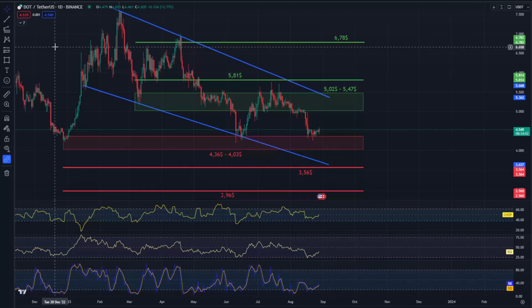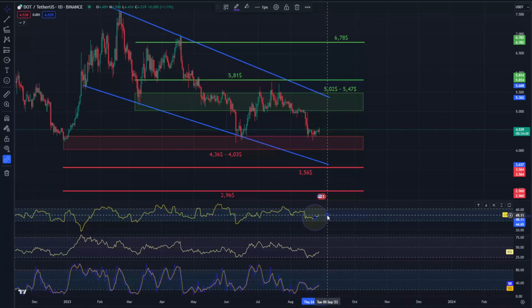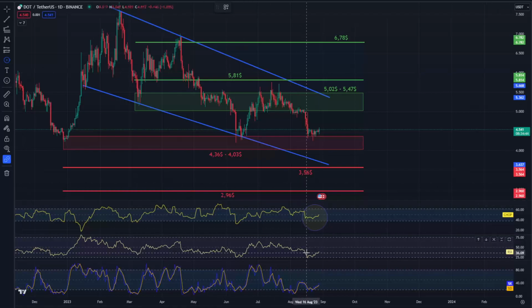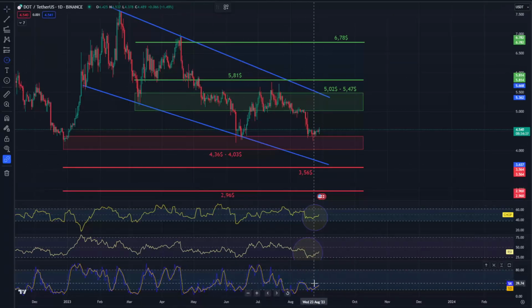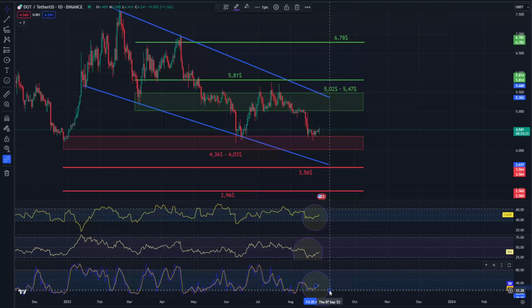Please look at the CHOP index, which indicates that we are collecting more and more energy for the upcoming move. The RSI indicator shows an increase, but there is still a lot of room for the price to go higher, while the stock indicator indicates an upward movement with room for further price increase as well.